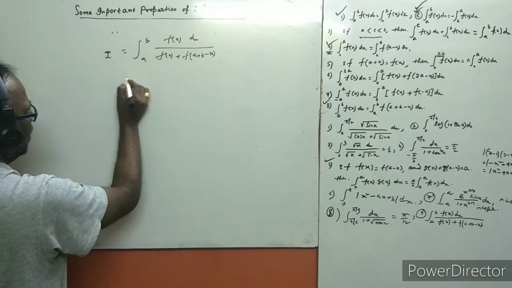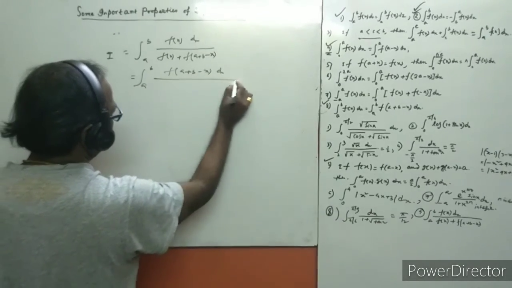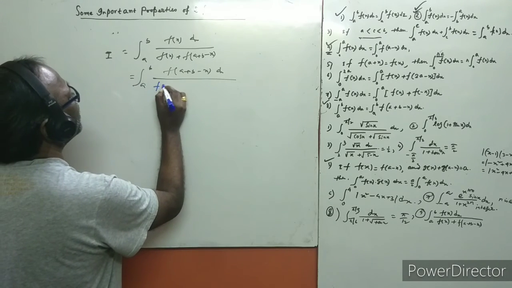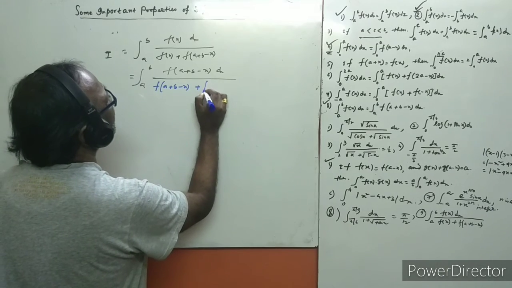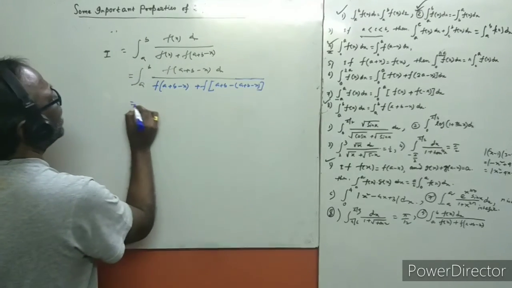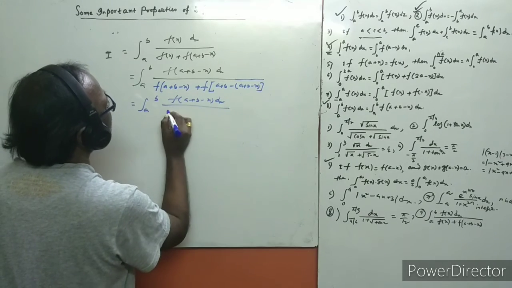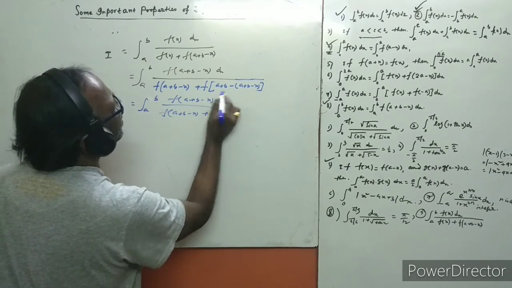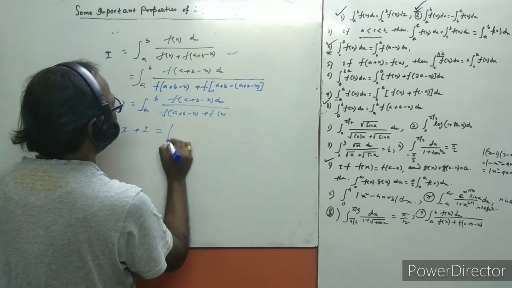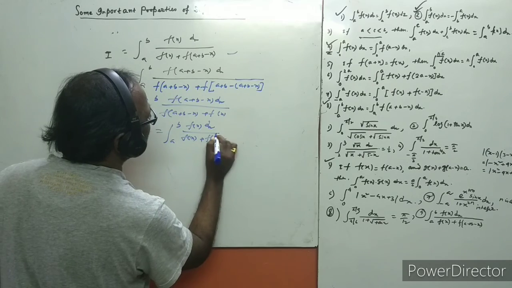Now apply the property: in place of x we write a plus b minus x. So I is the integral from a to b of f of a plus b minus x dx, over f of a plus b minus x plus f of x, since the difference a plus b minus x minus x... a plus b minus a plus b minus x gives x. And this is also I, so 2I is I plus I, where the first integral is from a to b of f of x dx over f of x plus f of a plus b minus x.